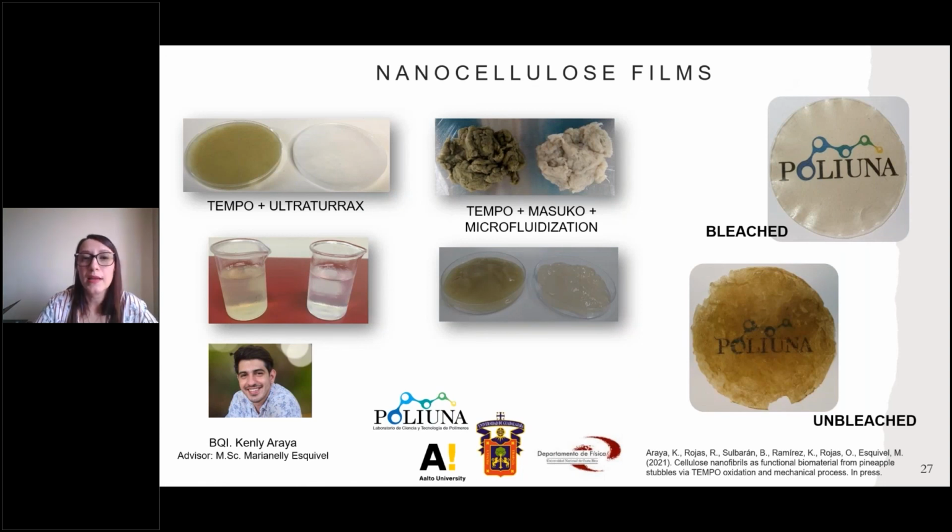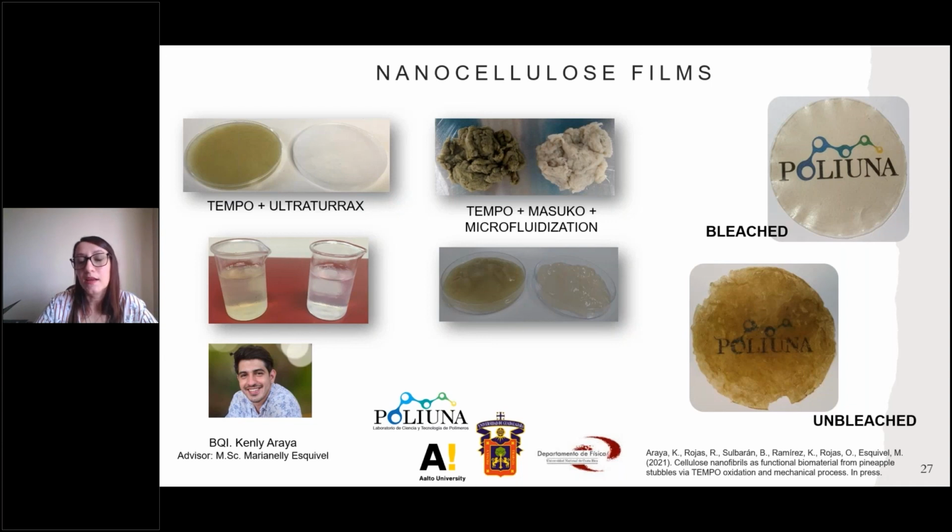Here we applied 2 different methods. One with TEMPO oxidation as a pretreatment, and then Ultra-Turrax, a homogenization process, and we get this suspension. And also we apply the Masuko grinder, and you get this pulp, like paper pulp. And then by microfluidization, you get these hydrogels.